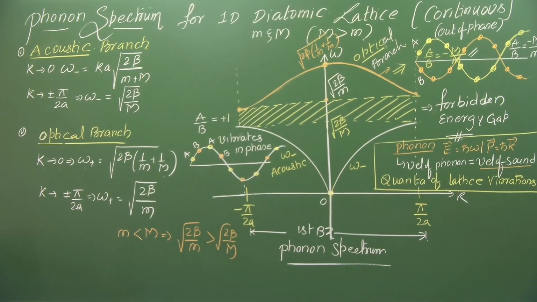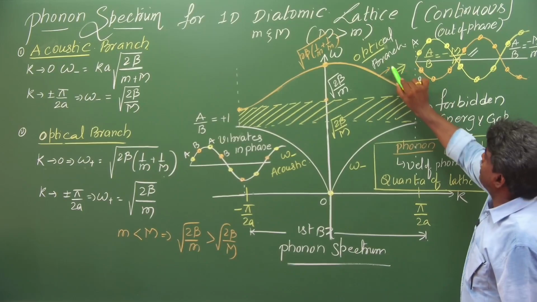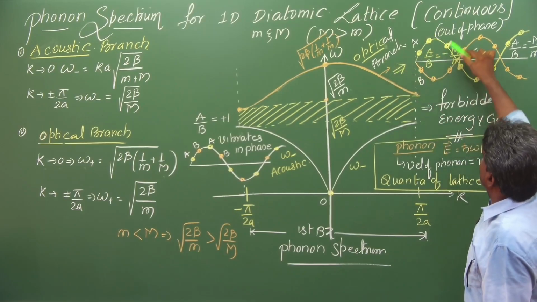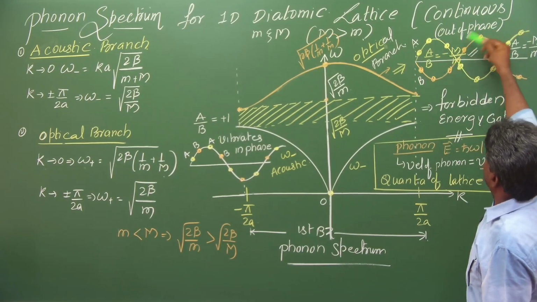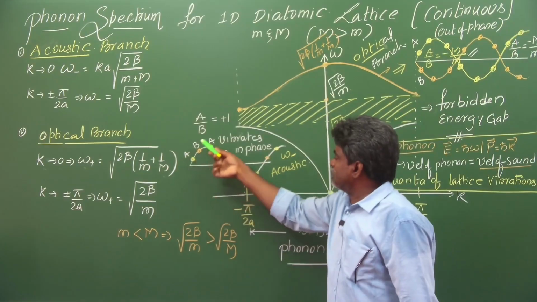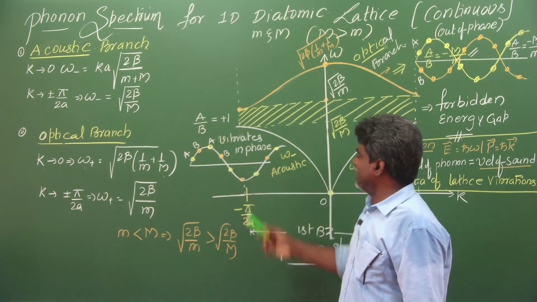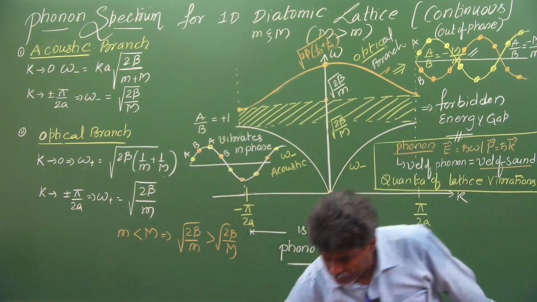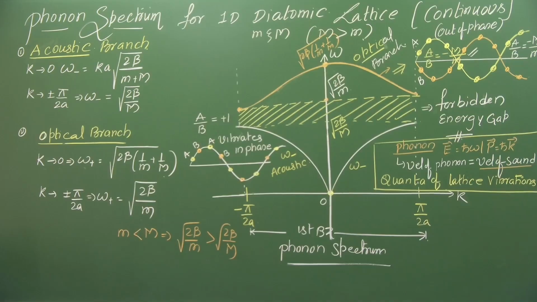And if you want, please write the sentence. In the optical branch, the two atoms are vibrating out of phase. In the acoustic branch, the two atoms are vibrating in phase. If you want the derivation, it is in the book. Still, if anyone is not understanding, please ask me.